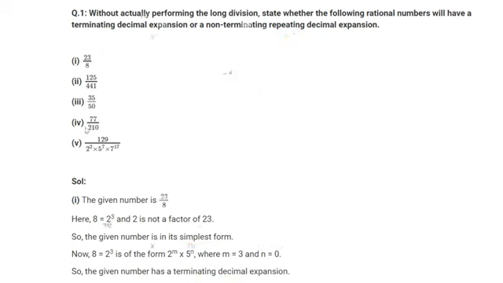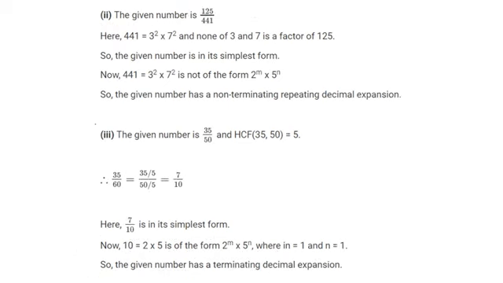Let me take another example. Say this one. Here 35 by 50 is there, but we know that 35 by 50 is not in the simplest form. So how to do it? First of all, we will find out the highest common factor of these two, and the highest common factor is given in the question, which is 5.